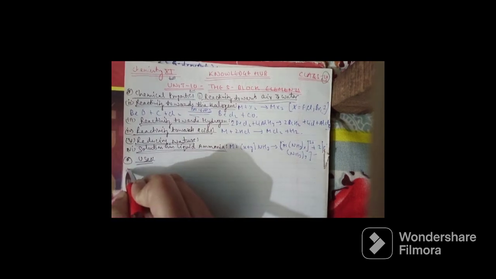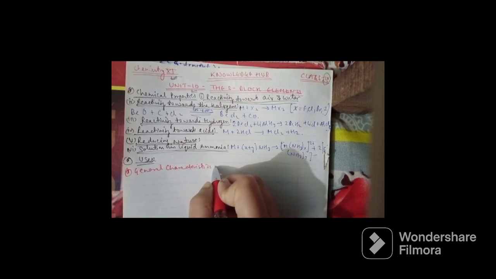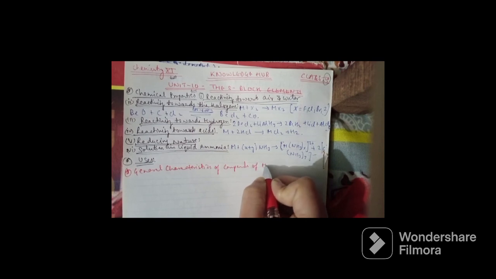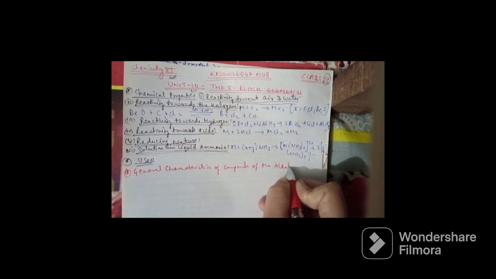Now we go for another one, which is the general characteristics of the compounds of the alkaline earth metals. So here we go, general characteristics of compounds of the alkaline earth metals.